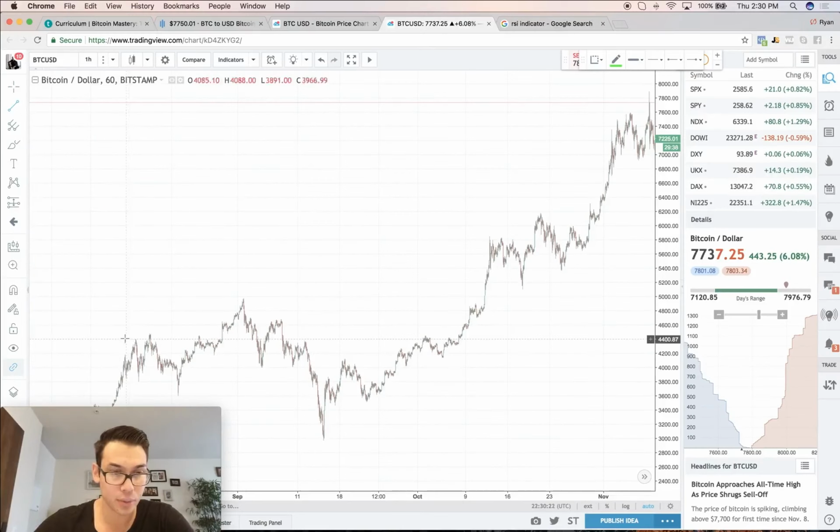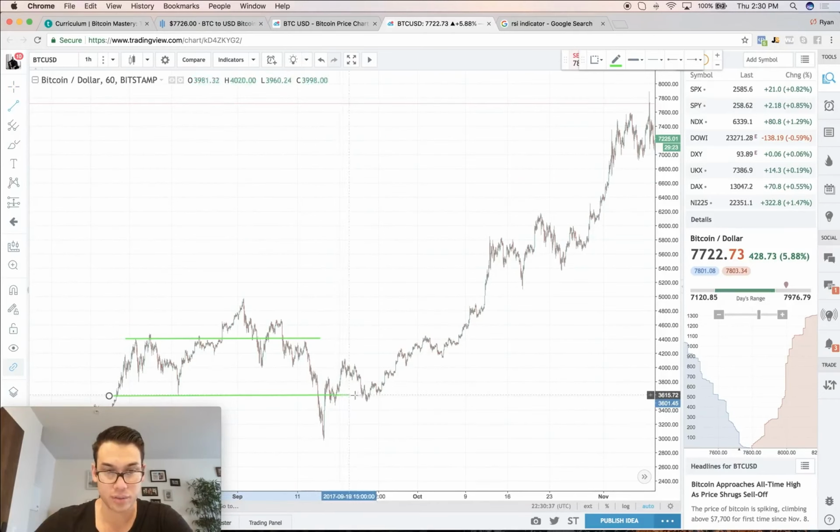As you can see, there was definite support at the 7,400 level and some resistance there, and some support right here at the 3,600 level, which, wow, I can't even remember these times. This was not too long ago, but we broke through that real quick.